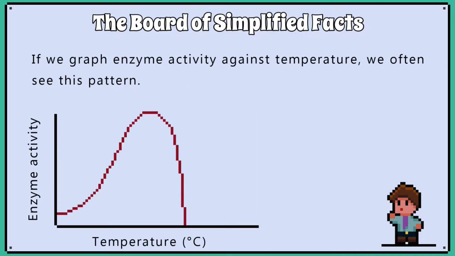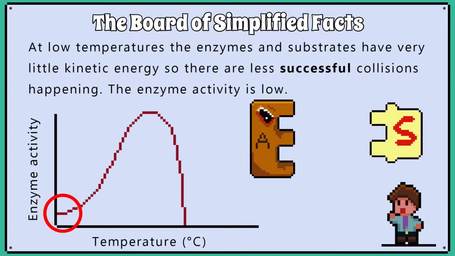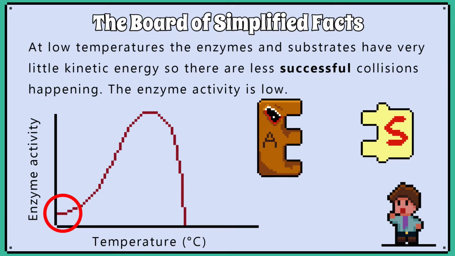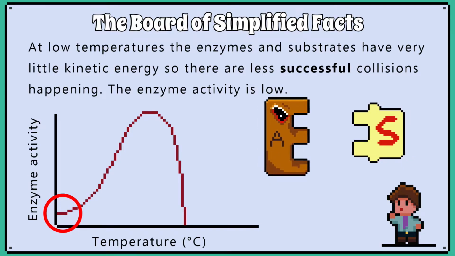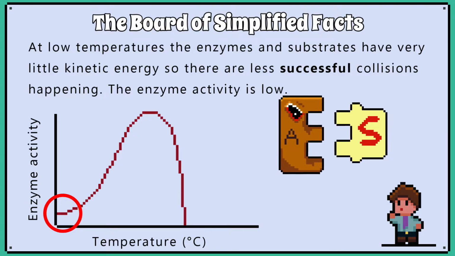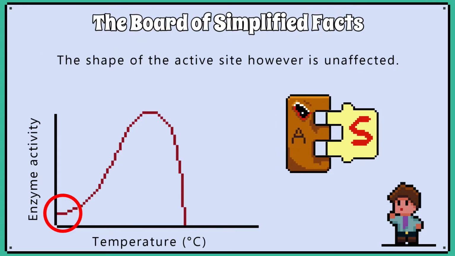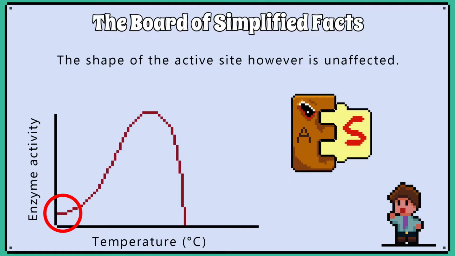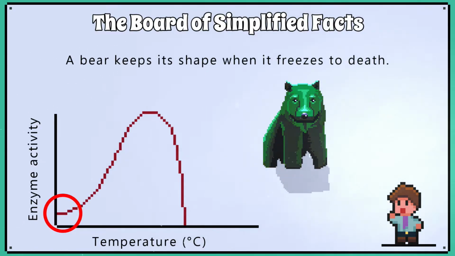If we graph enzyme activity against temperature, we often see this pattern. At low temperatures, the enzymes and substrates have very little kinetic energy, so there are less collisions happening. The enzyme activity is low. The shape of the active site, however, is unaffected. A bear keeps its shape when it freezes to death.